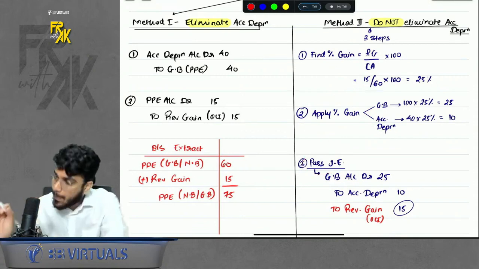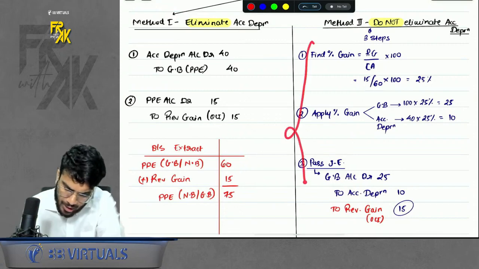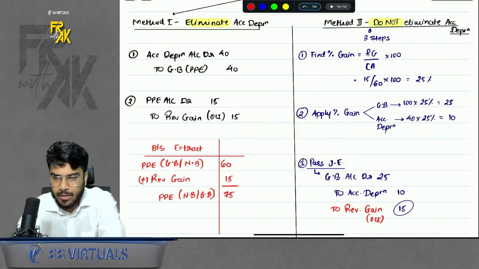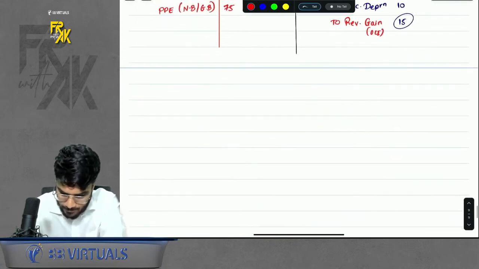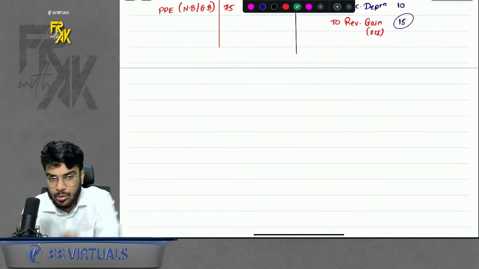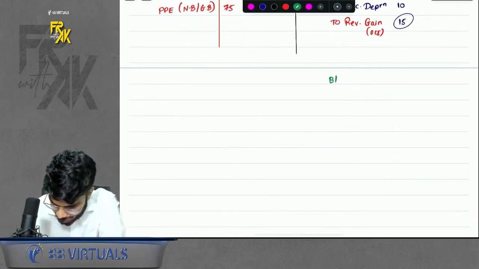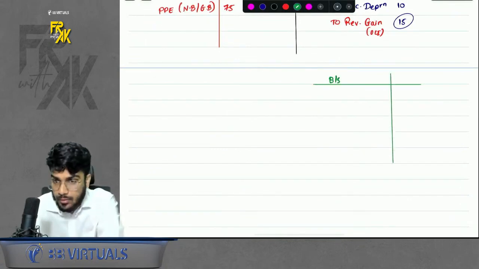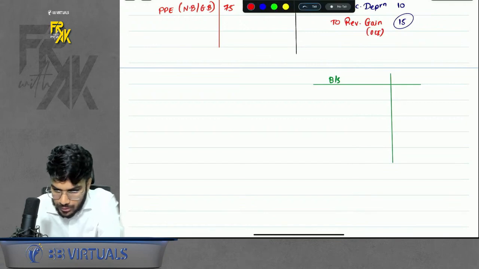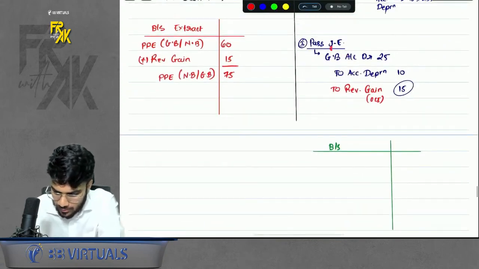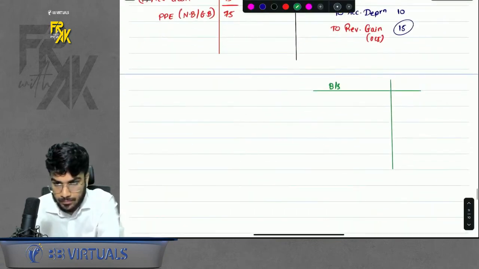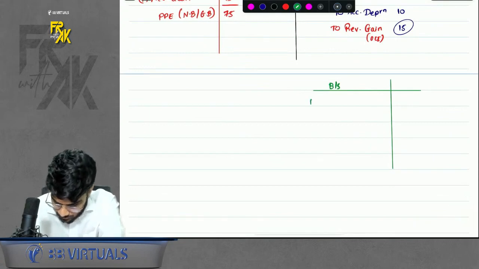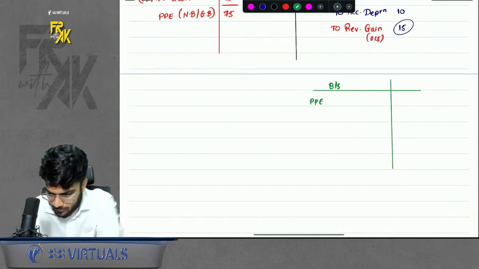Now, I know you might have a certain question: sir, what is the logic behind doing all these things? I can prove it to you. Just see this, okay? Just try to feel the logic. Let's say we have a balance sheet, after doing what we just did in the above 3 steps. How will our PP reflect?